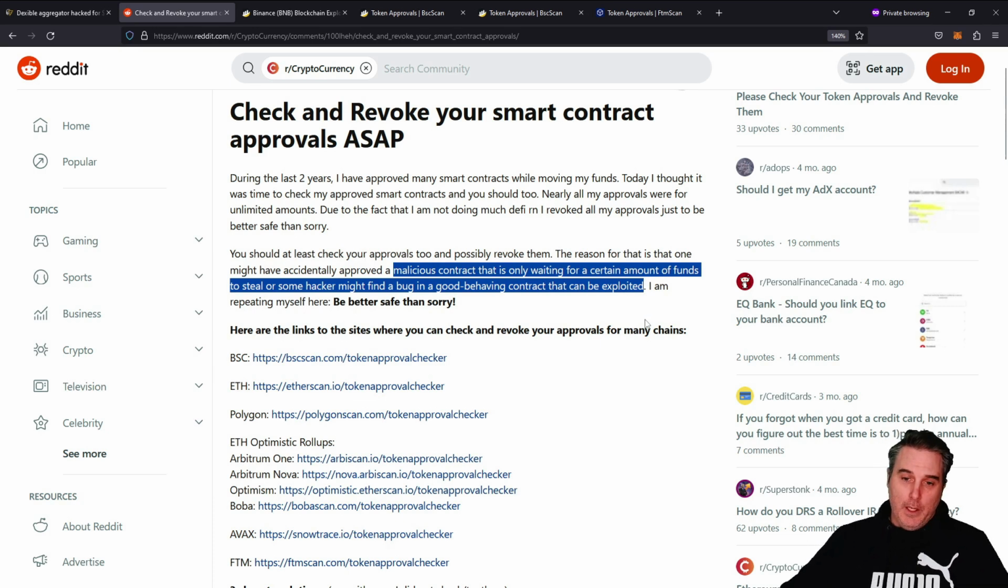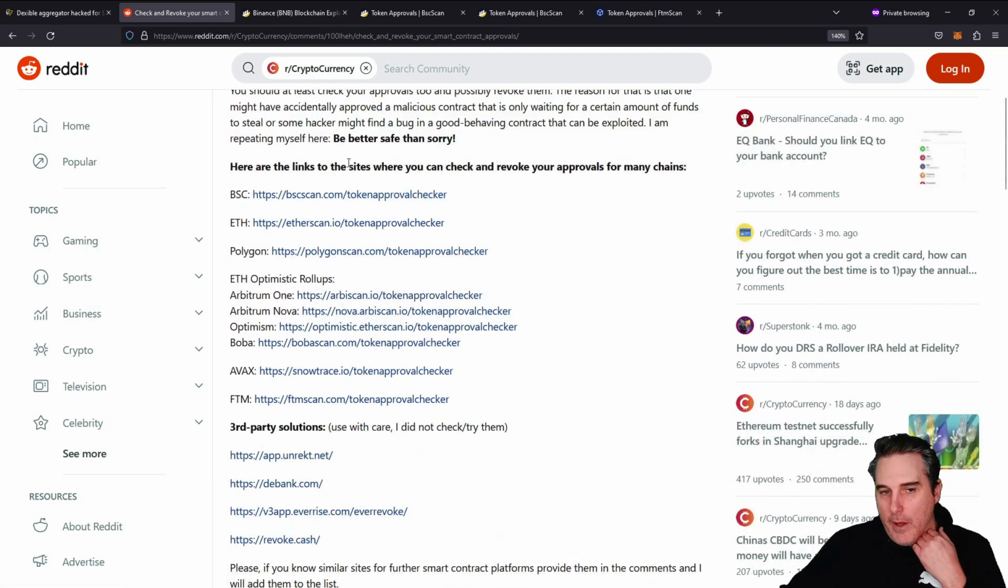Okay, right. So that's a great point. Today it might not exist, but tomorrow there might be an exploit. And he finishes it up saying it's better to be safe than sorry. Exactly. So how do we look at this ourselves for our own wallets? It's broken down into two pieces here: go and look at each of the official scan chains, or use a third-party solution.